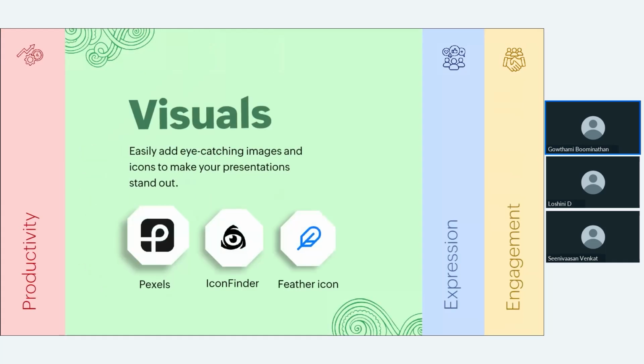Next up, visuals. Now, we all know how important visuals are for a presentation. And for that, we have Pexels, Icon Finder, and Feather Icons. With the help of Pexels, you can add images and videos directly to your slides. And you can be assured that these are high quality, high resolution, and copyright free. And you can also use Icon Finder and Feather Icons, and these are completely customizable.